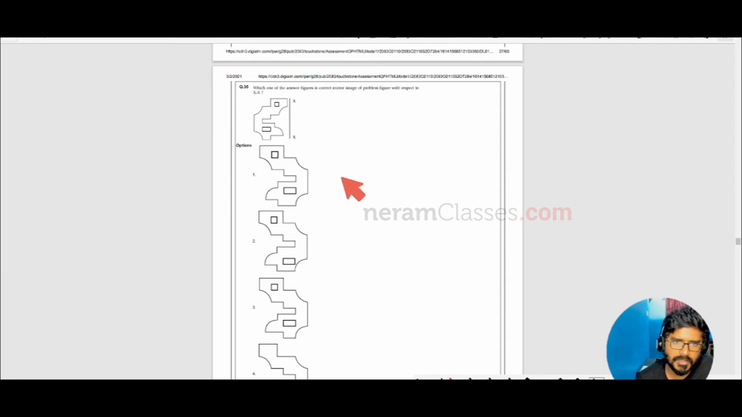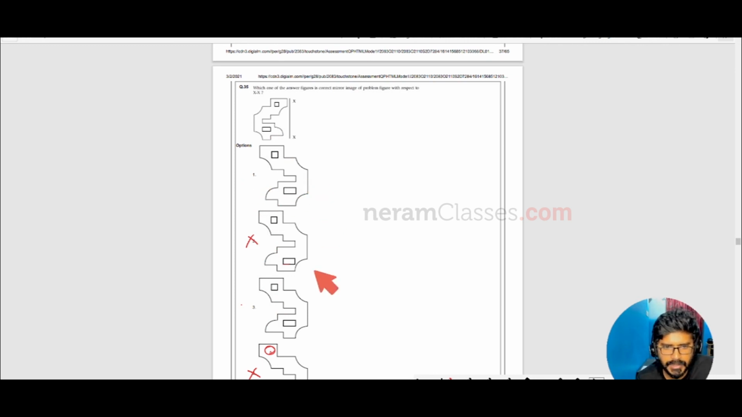Now the question number 35, we need to find the mirror image for this. For the mirror image, we can filter some of the options. Option 4 is not matching because there is a missing square here. Option 2 is not the right answer because this rectangle is touching the curve, but here it's not touching. So it has to be between 1 and 3.